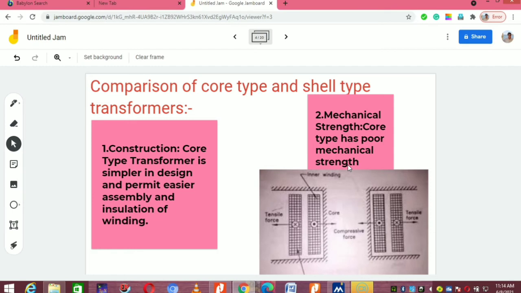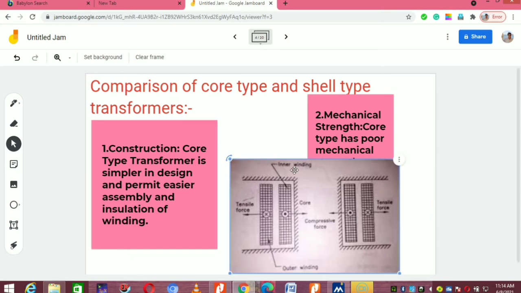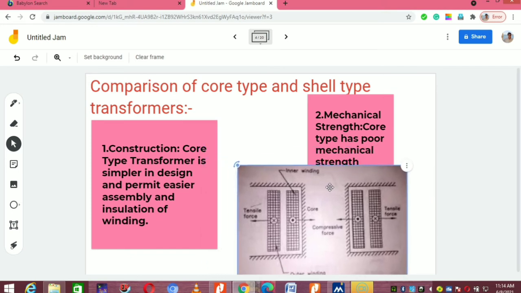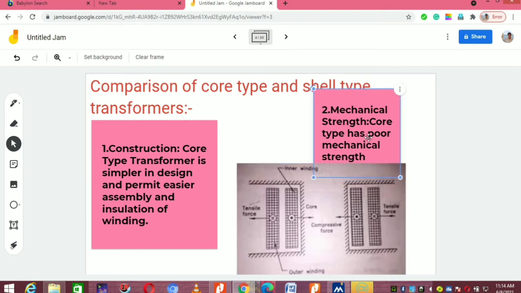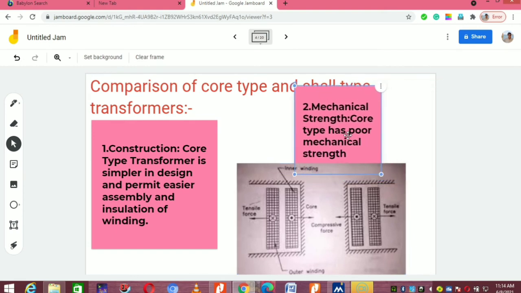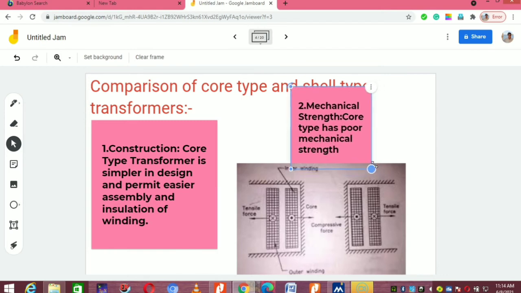So what is this mechanical strength? This is mainly due to mechanical forces developed inside the winding. We have one LV winding, another one is HV winding. One is inner winding, another one is outer winding. Nearer to core is the inner winding, and the second one is the outer winding. See in the figure, it is clearly mentioned.